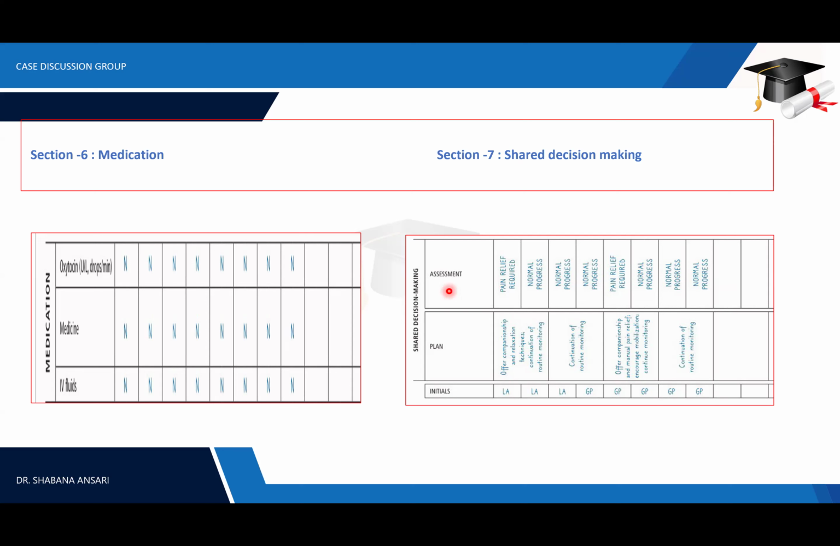So here we have to involve, like here it is written, offer companionship, because we know that one-to-one care is also considered a condition of pain relief. So it will also help in pain relief. And if needed, another pain relief in terms of epidural, we have to involve the anesthetist to provide that pain relief.